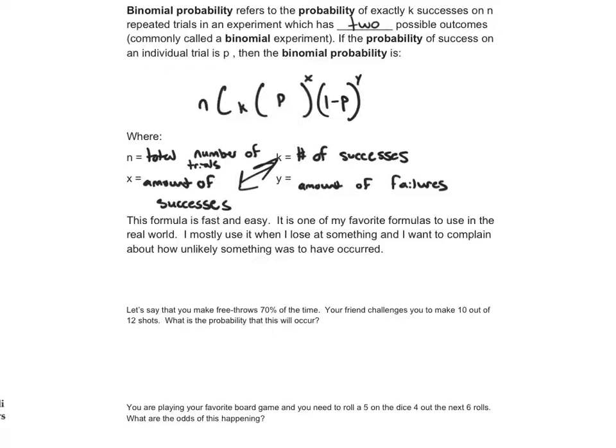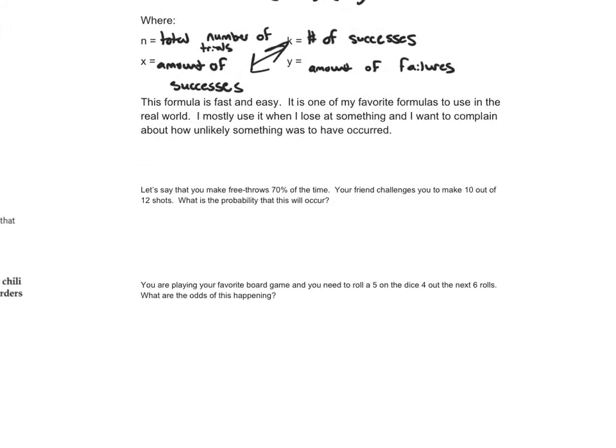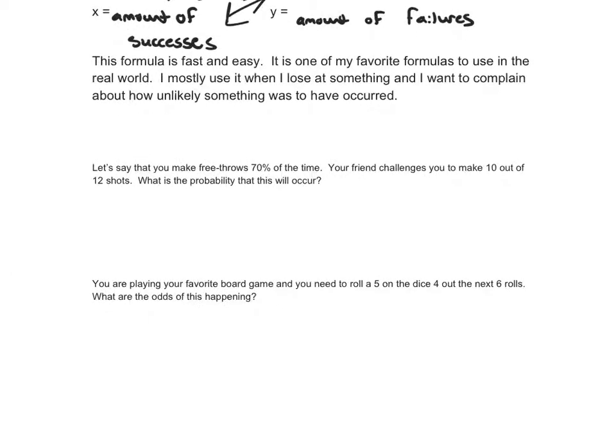So this formula, even though it may look complicated, is fast and easy. It's one of my favorite formulas to use in the real world. I mostly use it when I lose at something and I want to complain about how unlikely something was to have occurred. And here's a couple examples.